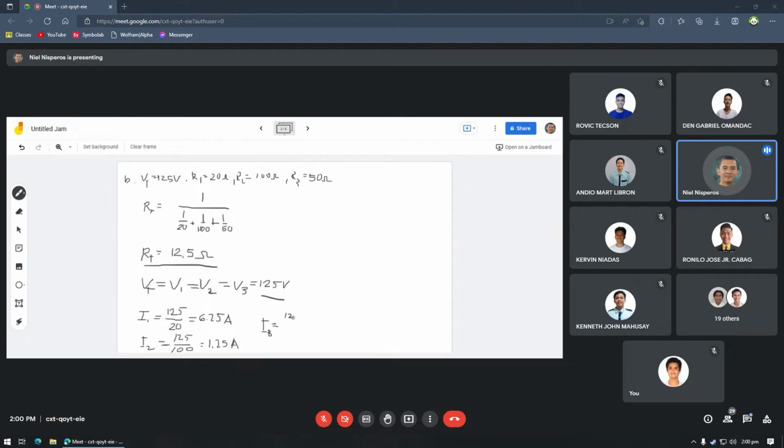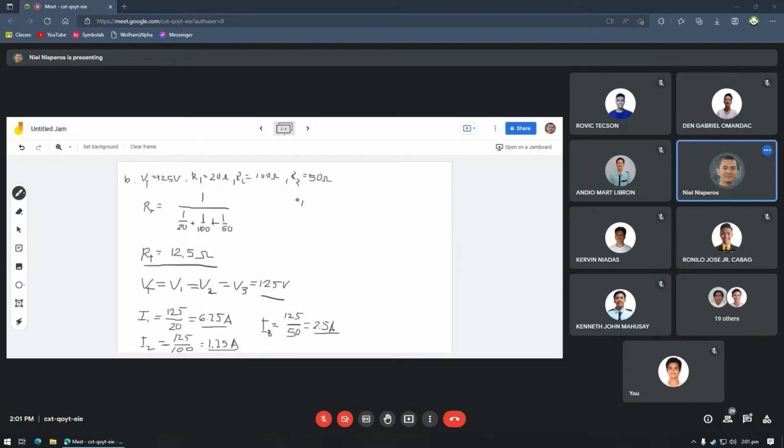I3 is 125 divided by 50. That's 2.5, no? 2.5. Yes, sir.